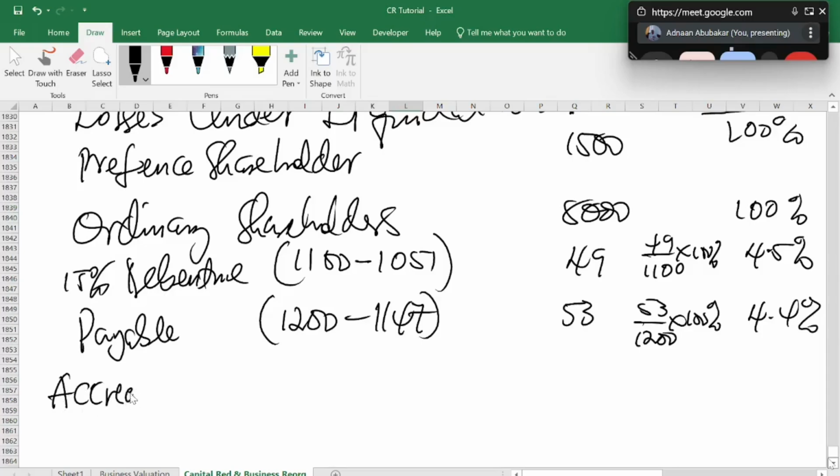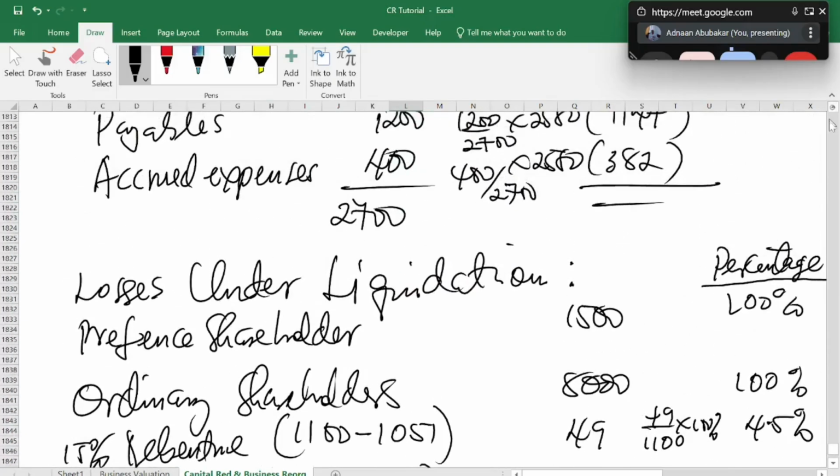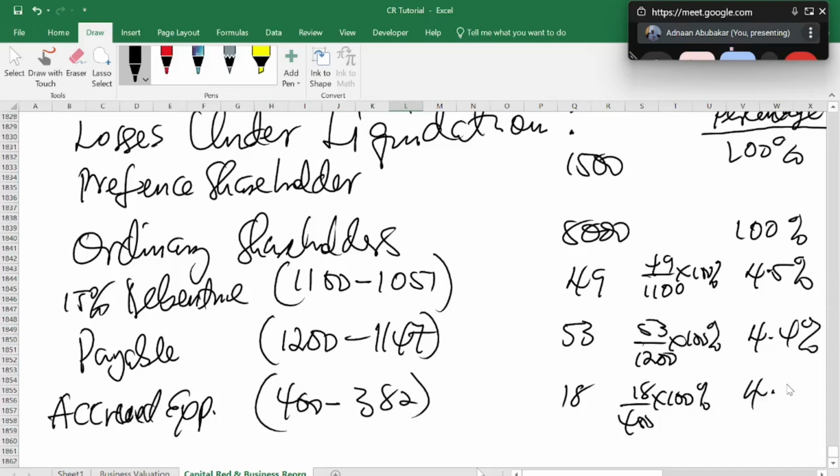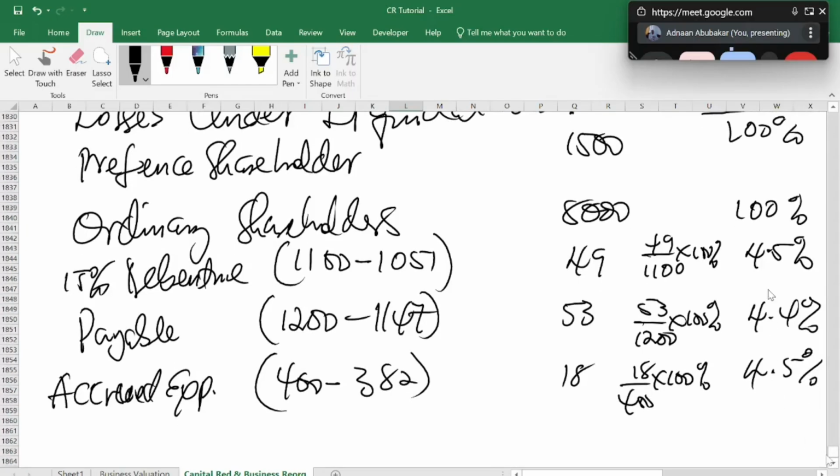Then you have accrued expenses. We were supposed to pay them 400. I paid them 382. So how much are they losing? They lost 18 over 400. How much are they losing? 4.5%. So that is what question A is talking about.